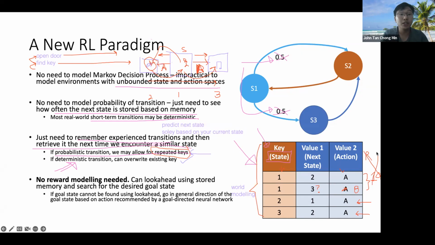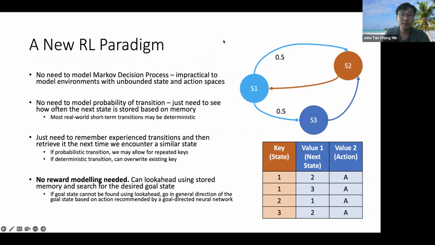What this memory table is trying to do is just model the world. We leave the reward mechanism out. In fact, I replaced the reward mechanism totally with a goal-directed system. Okay, so let's move on to the goal-directed system.